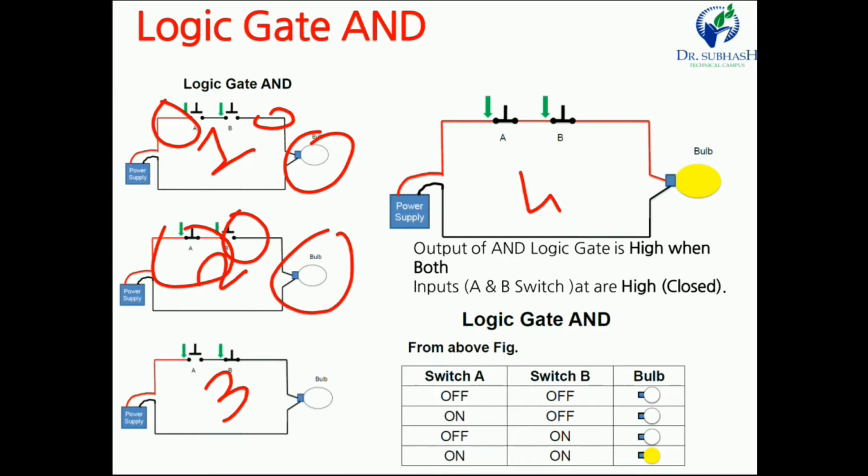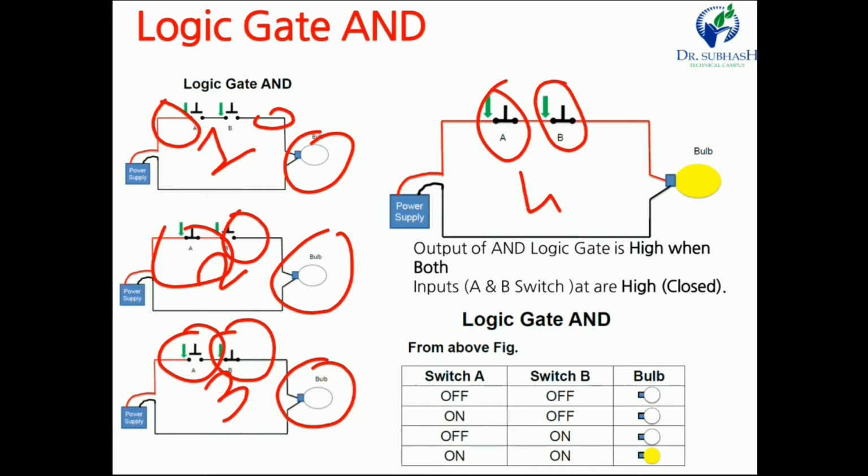Then in the third position, switch A is off and switch B is on. In this condition also the bulb is in the off state. But in the fourth state, whenever switch A and switch B both are on, because these switches are connected in series, the current will flow from the supply to the bulb and the bulb becomes on. This yellow mark indicates the bulb is on.